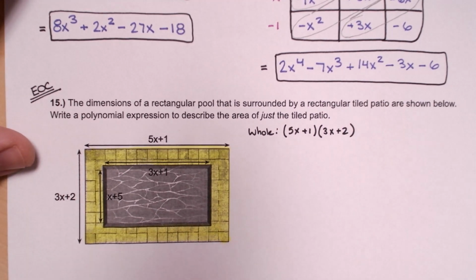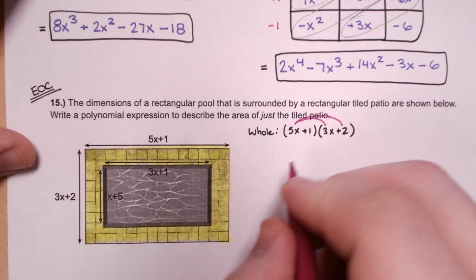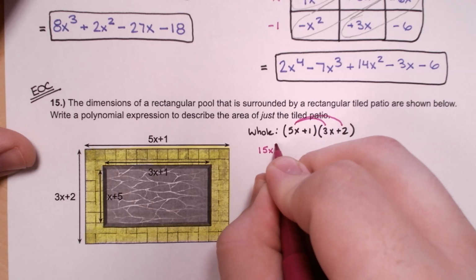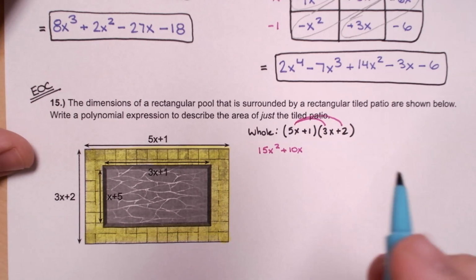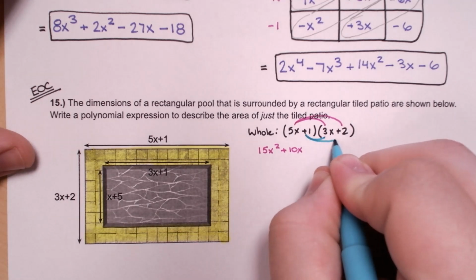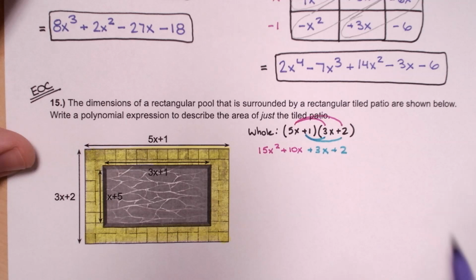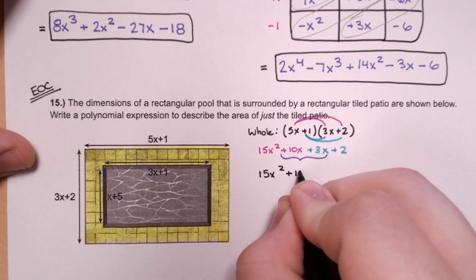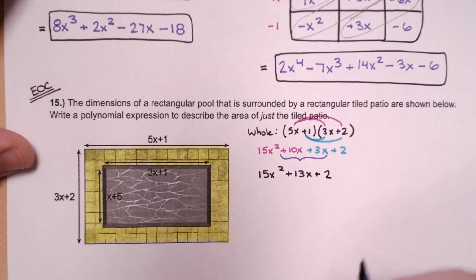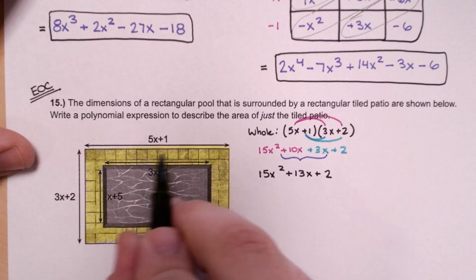So I'll go ahead and double distribute that. 5x times 3x and 5x times 2 are going to give me 15x squared plus 10x. Then distribute the 1. 1 times 3x and 1 times 2 is going to give us 3x plus 2. And then combine like terms in the middle to get a final answer of 15x squared plus 13x plus 2. But that is the area of everything, not just the tiled area.